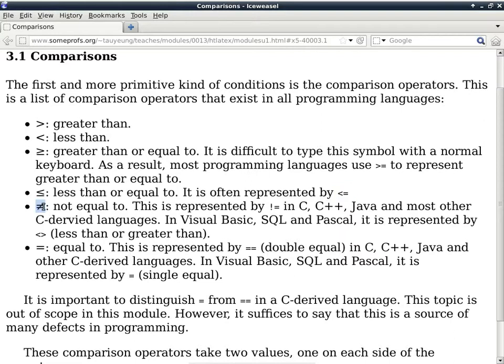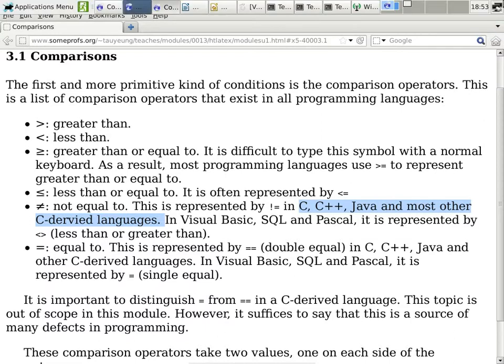Not equal to is represented by exclamation point equal in C and C++. So in the next class, which is cisp300, you'll be seeing a lot of not equal to represented as exclamation point and equal to. This applies to C, C++, Java, and most other C-derived languages, which would also include Perl. Okay, Perl is an example of a C-derived language.